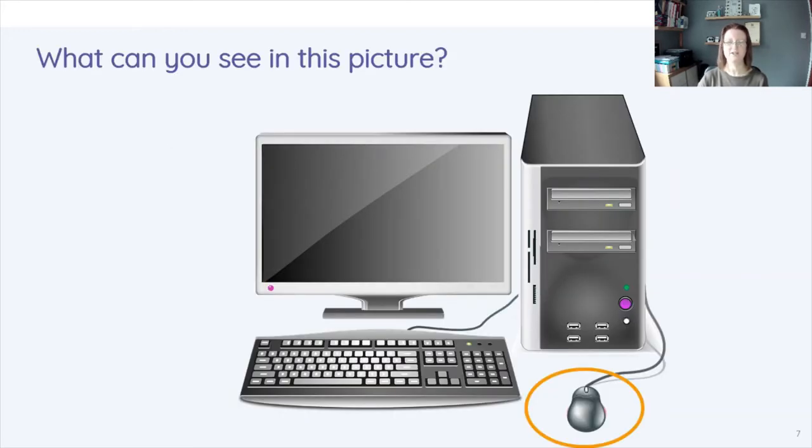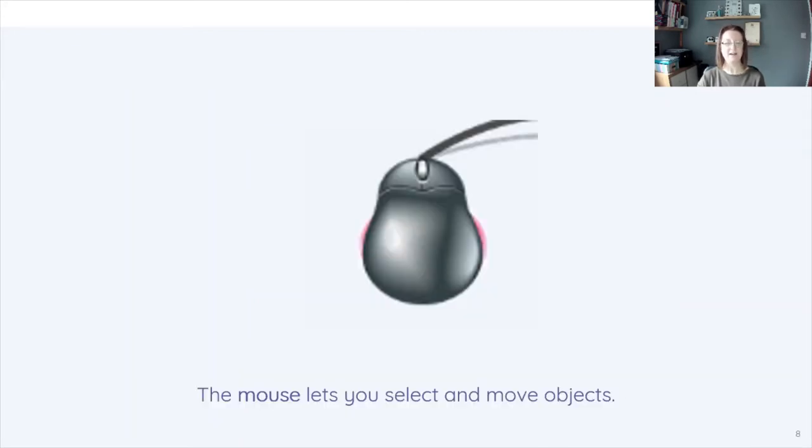And what's this circled here? Can you see there the yellow circle? What's been circled there? That's right, that is called the mouse. And the mouse helps us to select and move objects around on our computer screen.